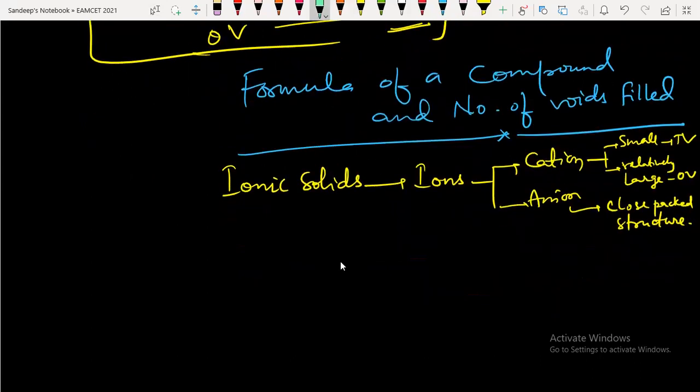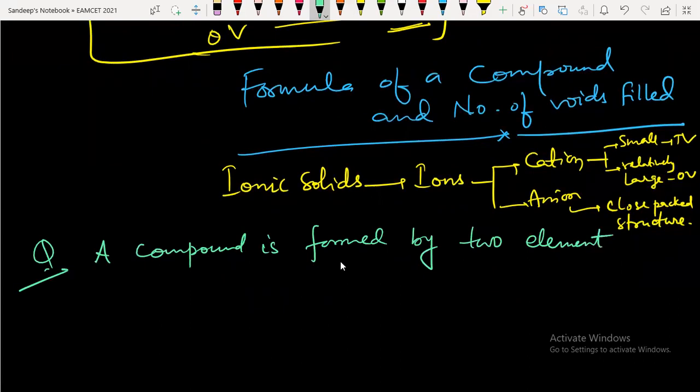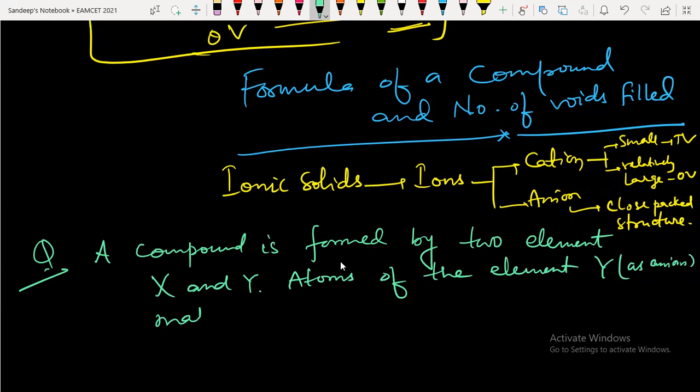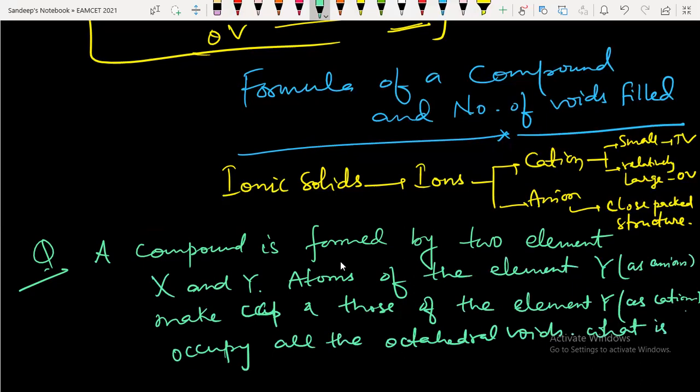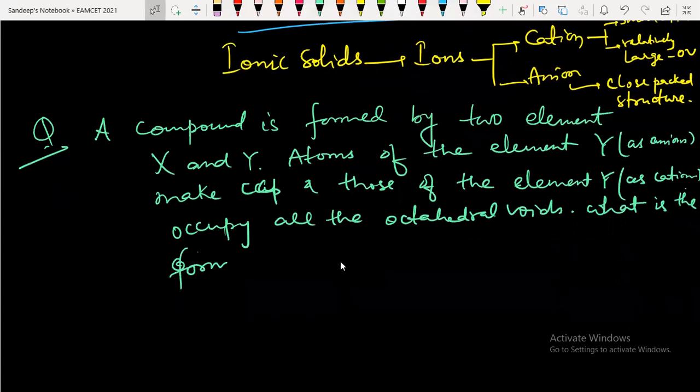Like, if a solid compound is formed by two elements, X and Y. Atoms of the element Y as anions make CCP, and those of the element X as cations occupy all the octahedral voids. What is the formula of the compound?